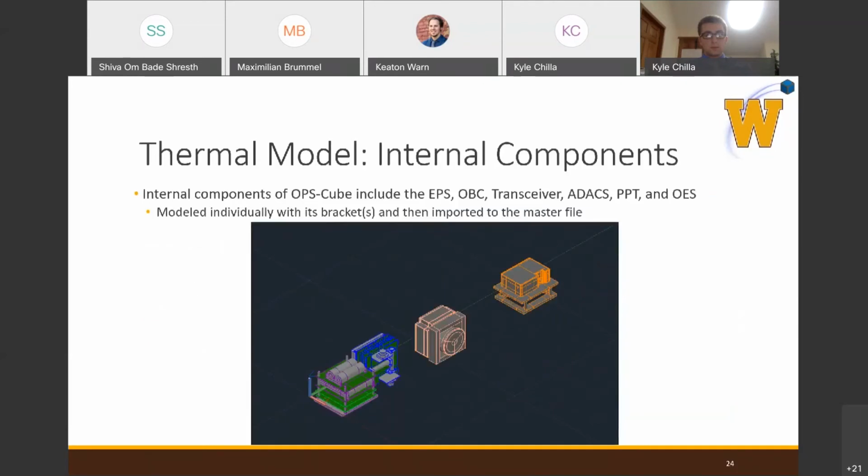Here's a layout of the internal components. They each include brackets made out of aluminum. Starting from the bottom left to the top right, we have the EPS, OBC, and transceiver all on one stack, and then the ADAX, the PPT, and the OES.